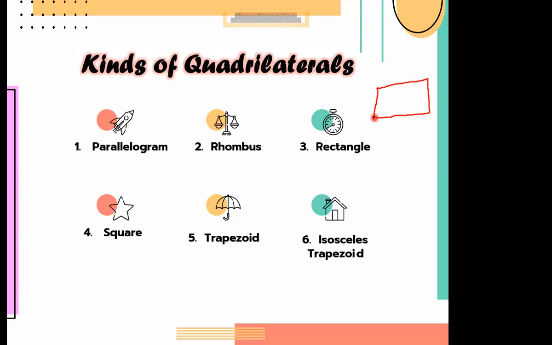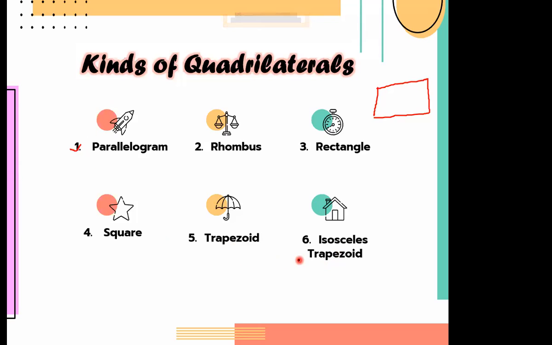So here are some different kinds of quadrilateral. Number one is parallelogram. Number two is rhombus. This is a kind of quadrilateral. Number three is rectangle. Number four is square. Number five is trapezoid, and number six is isosceles trapezoid. These are basically the kinds of quadrilateral.